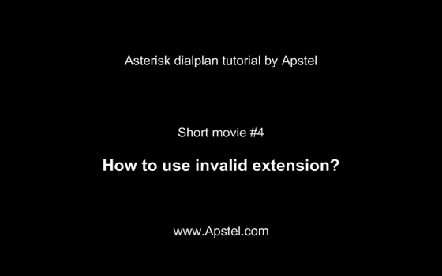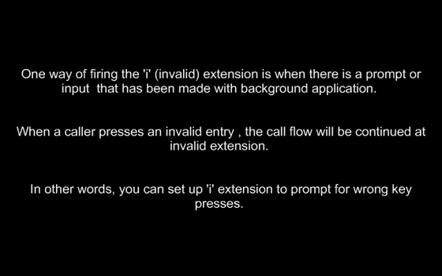In this short video we will show you how to handle invalid inputs. One way of firing the i extension is when there is a prompt or input that has been made with the Background application. When a caller presses an invalid entry, the call flow will be continued at invalid extension. In other words, you can set up the i extension to prompt for wrong key presses.